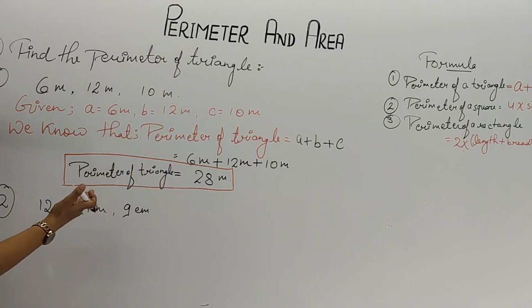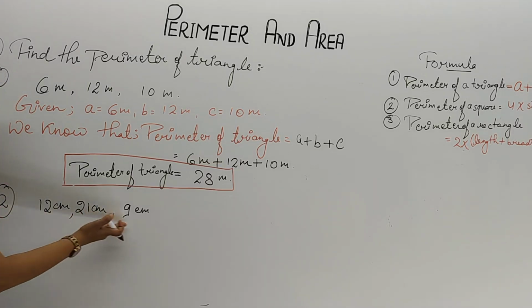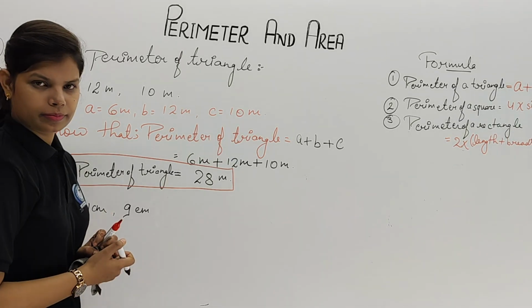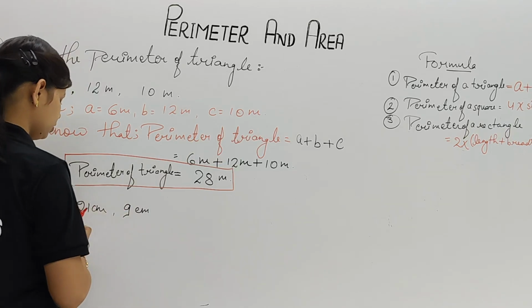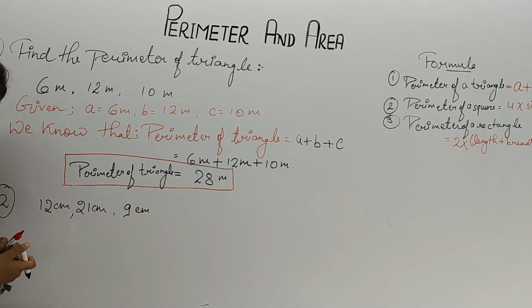Then can you please guess the answer? What is the answer? Give your answers in the comment section. Directly after reading, what will you get? Give your answers. Yeah, very good. The answer is 42. So you can find the answer; simply you have to find the sum of these. Now write the third one.